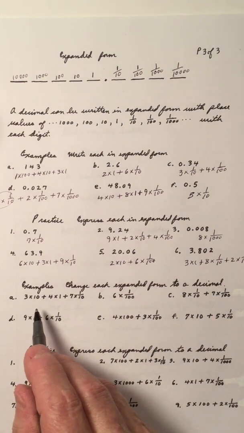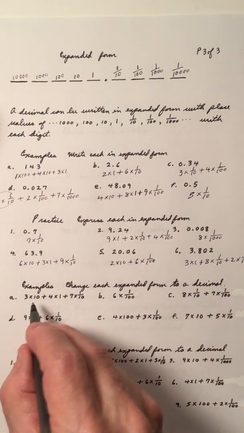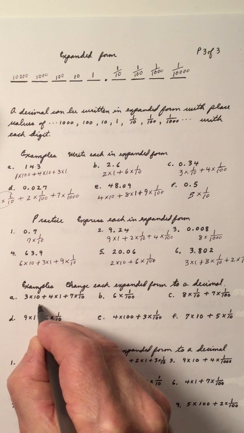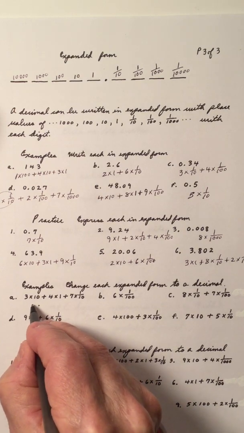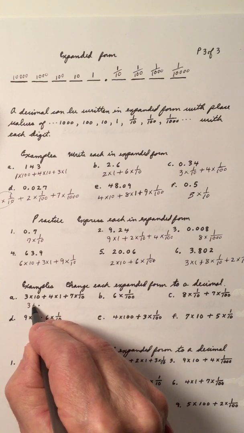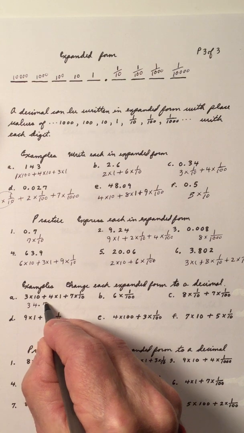Now let's reverse it. Let's change each expanded form to a decimal. So what we have is 3 times 10. So let's put down the decimal and let's see. 3 times 10, ones, so the 3 goes there. 4 times 1, so the 4 goes there. And 7 times 1/10, so the 7 goes to the left.